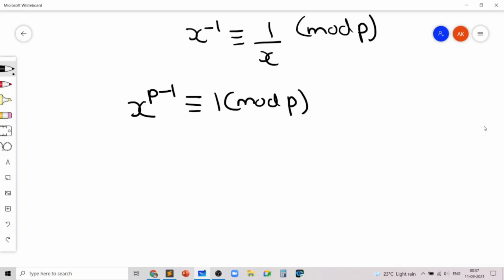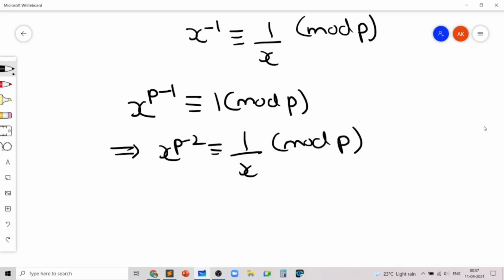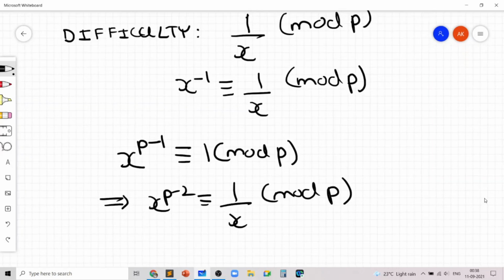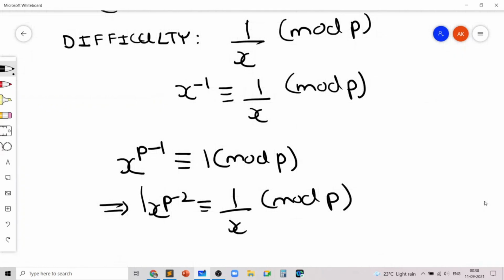And the advantage of this theorem is that we can conclude that x to the p minus 2 is congruent to 1 by x mod p. This basically holds because we divide by x on both sides, and that tells us that 1 by x is actually x to the p minus 2. So this is the key idea.